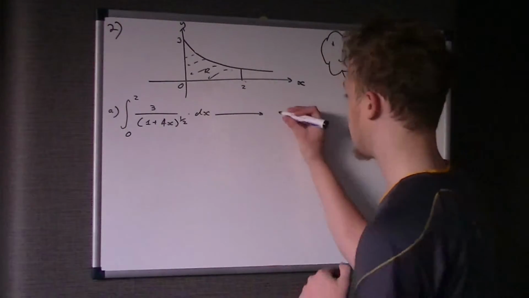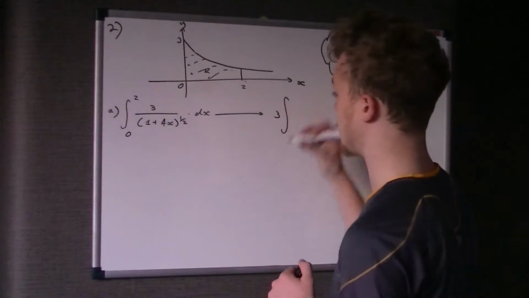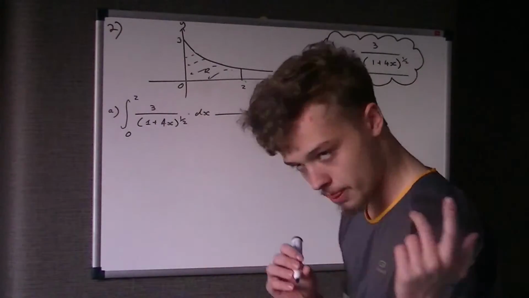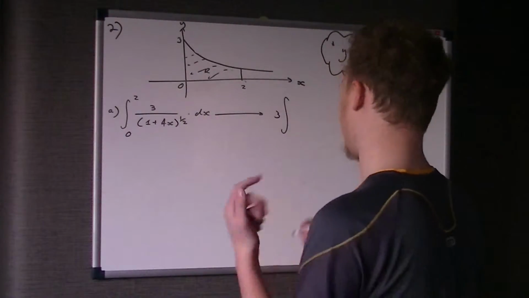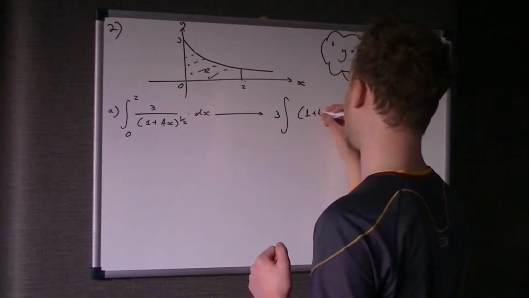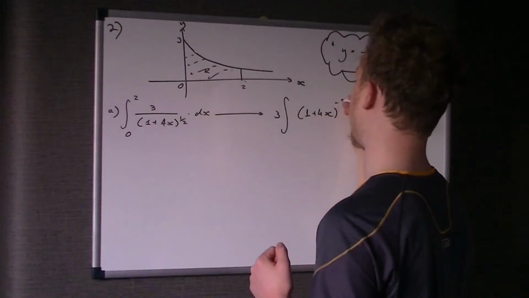So we're going to do the thing I said. We'll bring the 3 out to the front. So it'll be essentially 3 times 1 over (1 plus 4x) to the power of a half. Then we bring that up, so it becomes (1 plus 4x) to the power of negative a half.